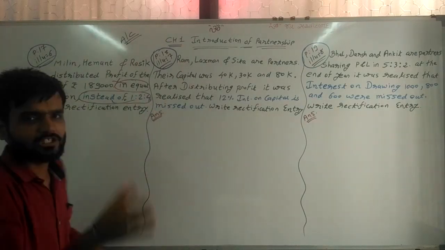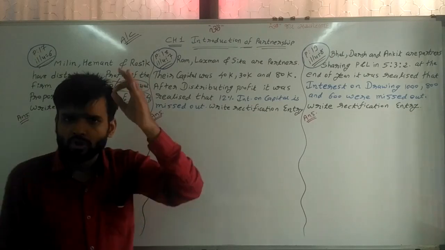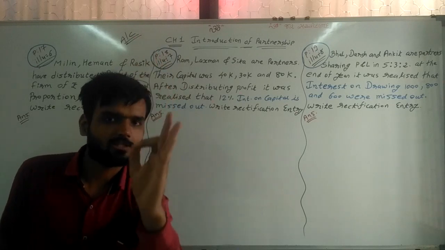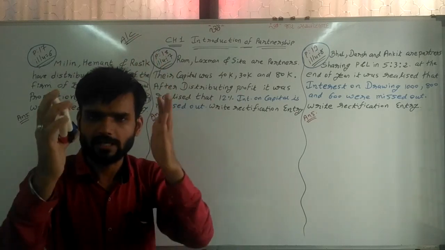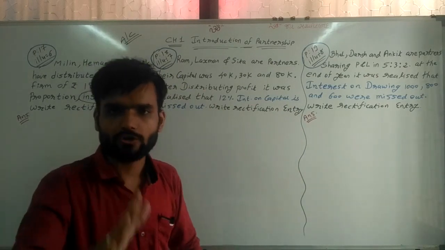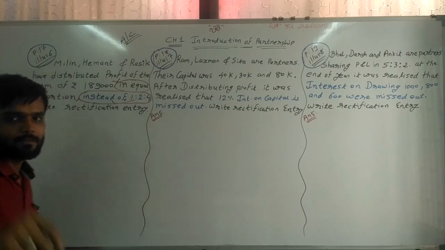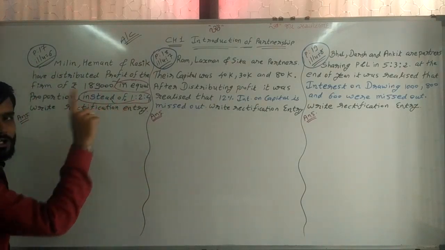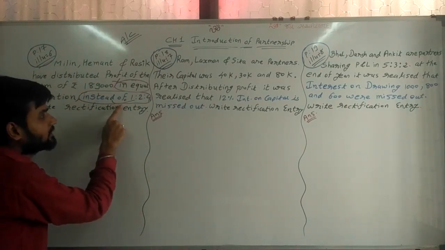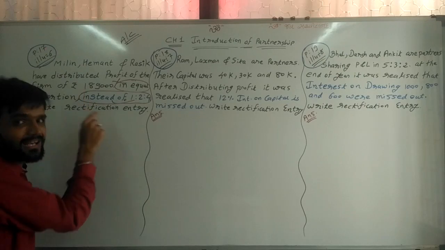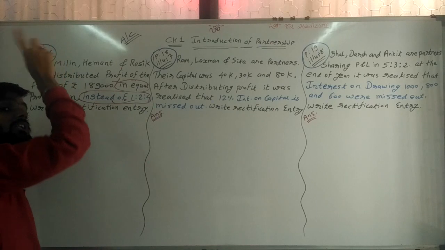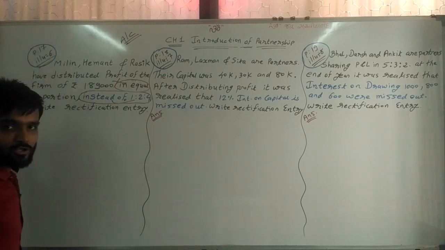Whenever a rectification type sum is given, you need to decide only two things: which is the correct calculation and which is the wrong calculation. If you can decide these two, then the sum will be easy for you. I am definitely sure of that. Instead of equal distribution, 1 to 4 is the correct ratio, and what they have distributed equally is the wrong calculation.